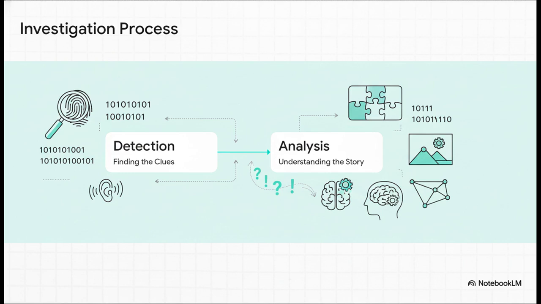First up is detection. This is all about finding the initial clues, right? Like a weird file showing up somewhere it shouldn't be. And then, once you have a clue, you move on to step 2, analysis. That's where you take that clue and start piecing together the whole story to figure out what's really going on.